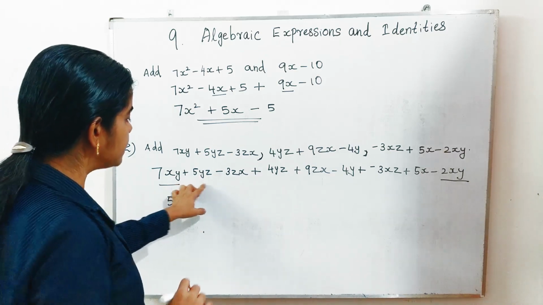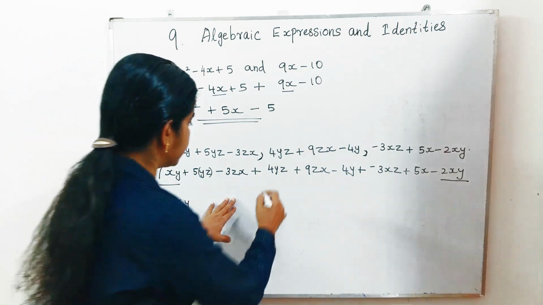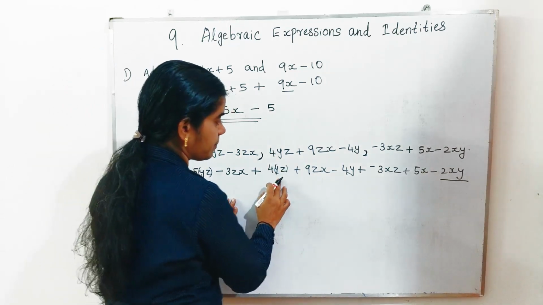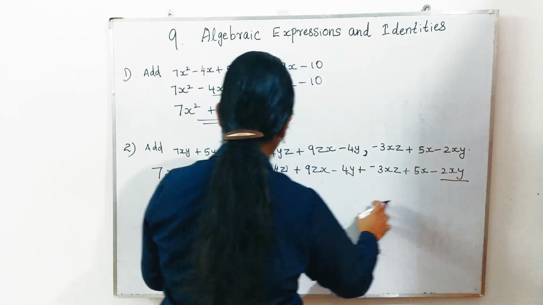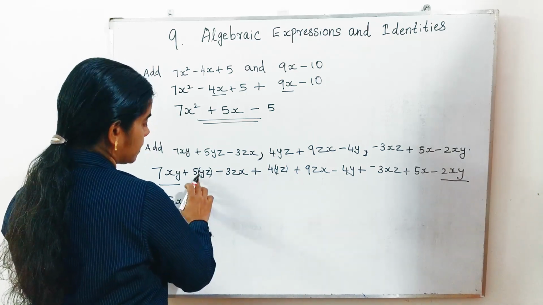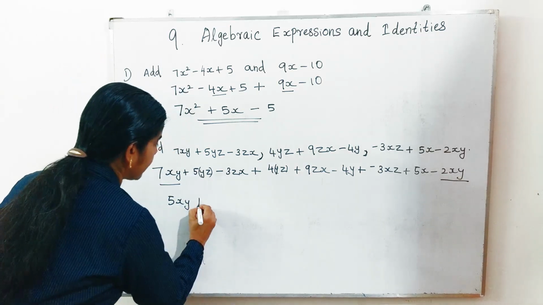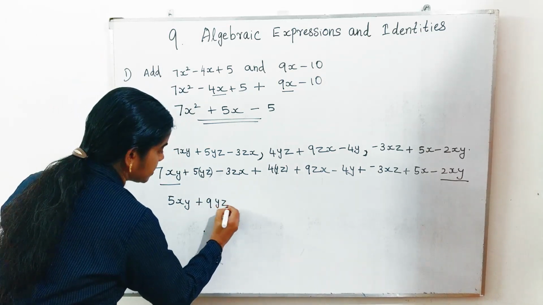Next I am looking for the yz term. Here yz, any other place yz? Here also yz, no other. Then 5 plus 4, both are plus sign, so 5 plus 4 you will get 9yz.